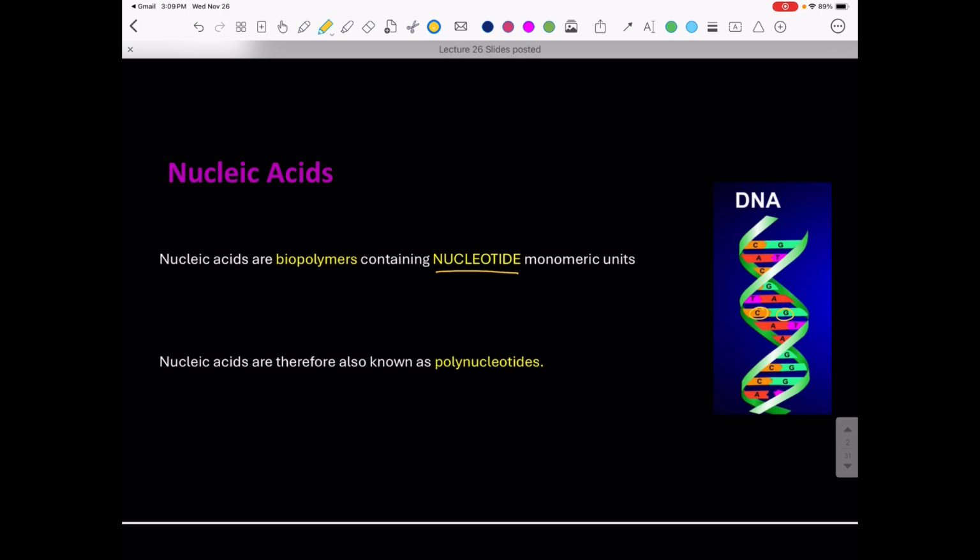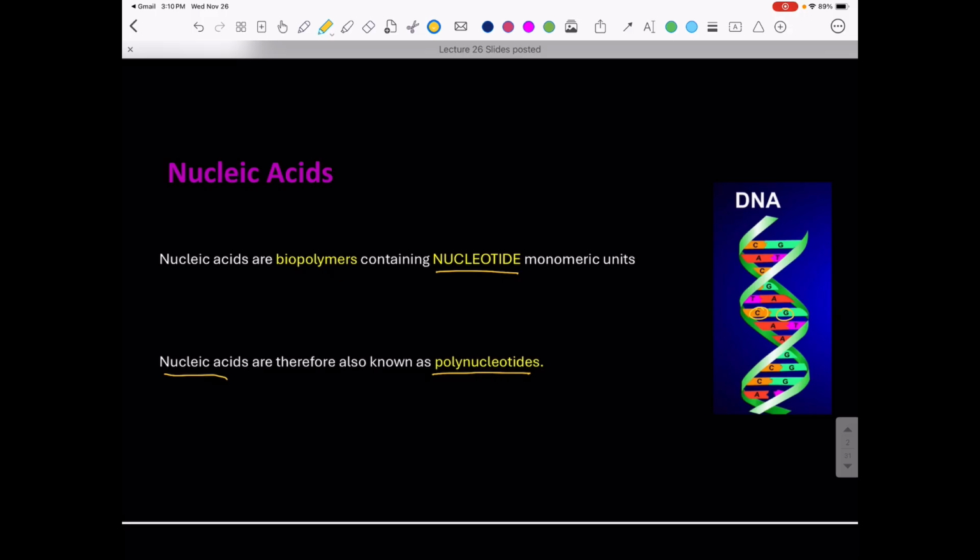So just like how we had in case of carbohydrates, if you have multiple monomeric units of saccharides joined together, it becomes a polysaccharide. In case of nucleic acids, we also have what are called polynucleotides, which is a chain of nucleotide monomeric units.